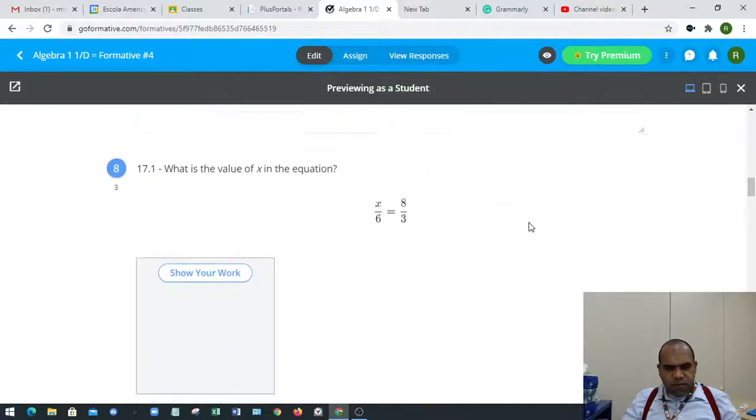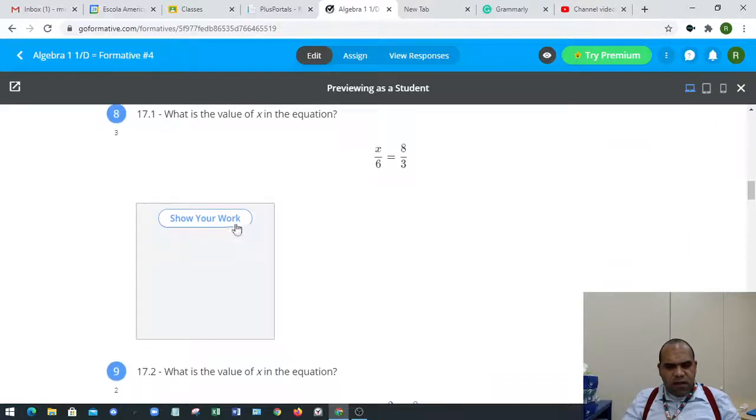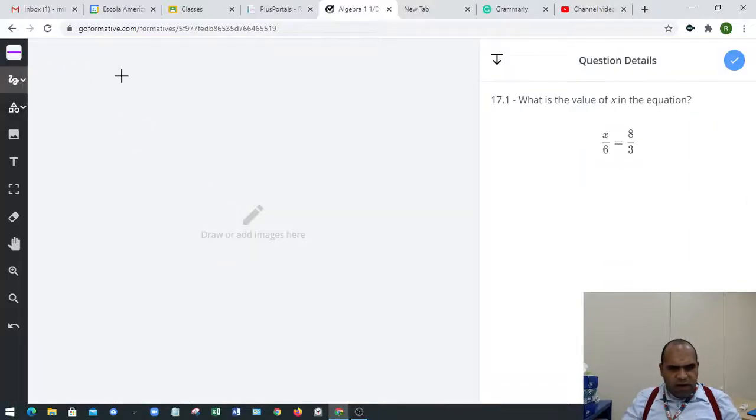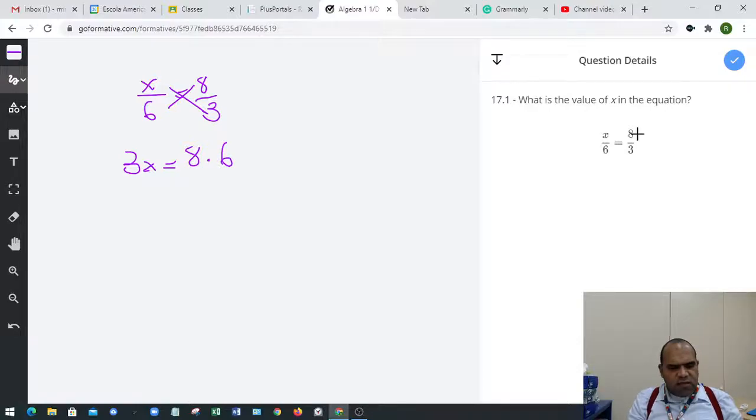Next one, the same thing. Here we have x over 6 equals 8 over 3. You cross multiply, it is 3x equals 8 times 6. You solve this one, 3x equals 8 times 6, it is 48. And you move this: how many times does 3 go into 48? I think it is 19. Oh, yes, let's check.